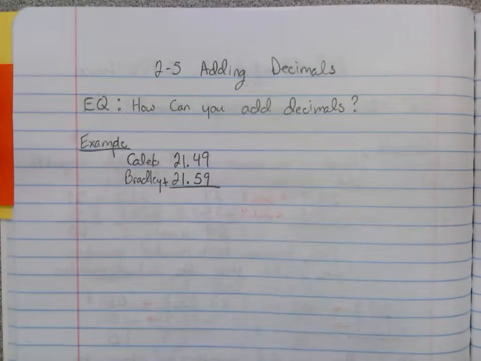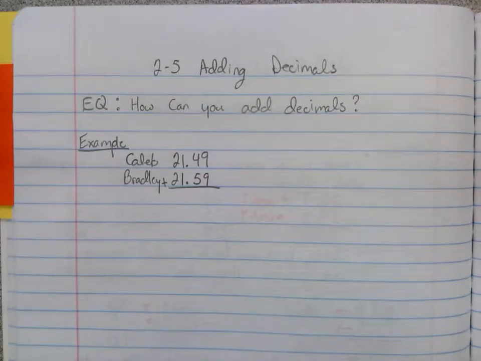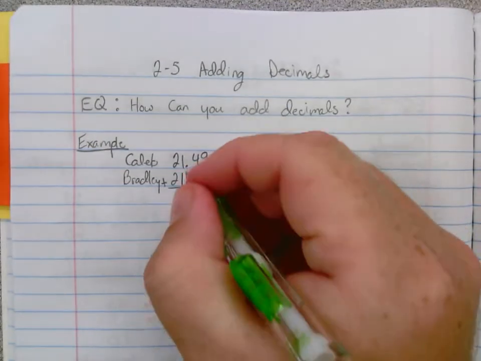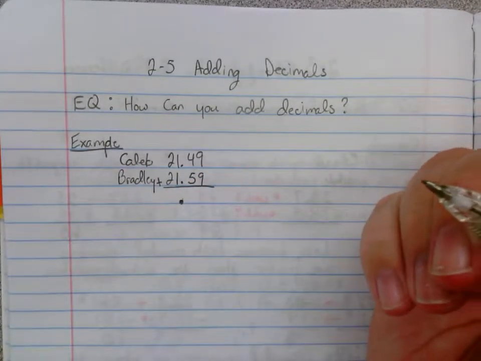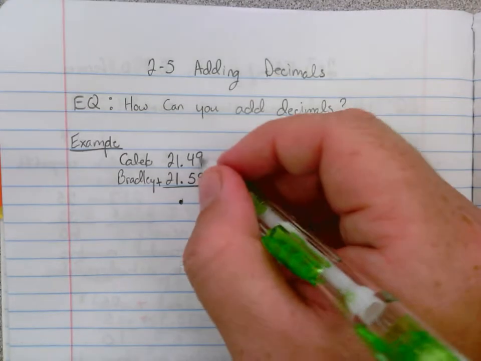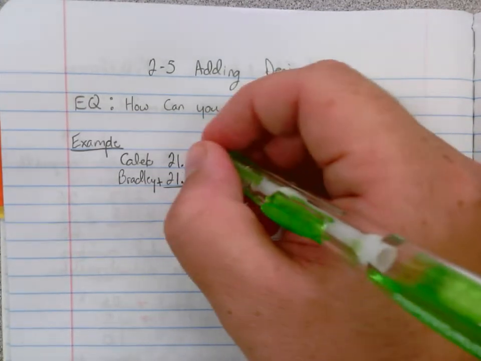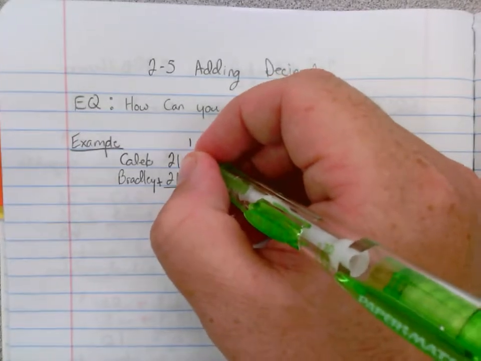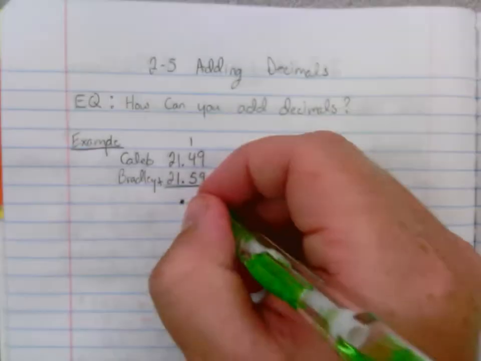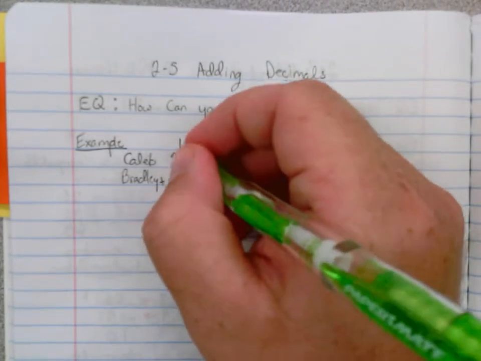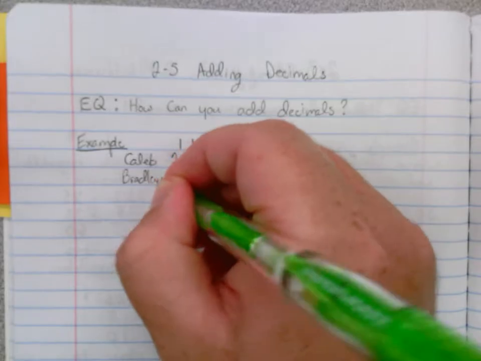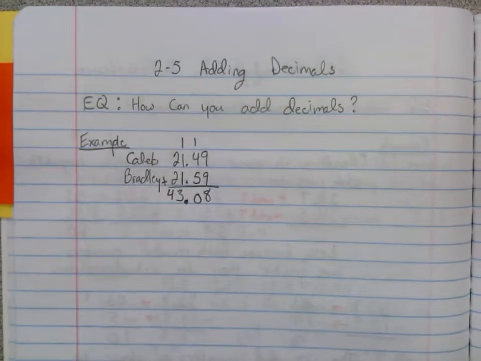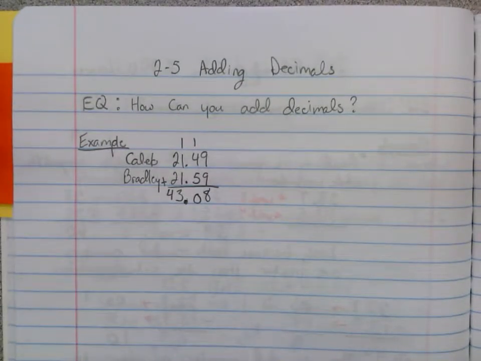The way we add decimals is the same way we added whole numbers. The only thing we need to do is make sure we have our place values lined up, and bring down our decimal point. Then I'm just going to add it like I would add a whole number. 9 plus 9 is 18. Carry the 1. 1 plus 4 is 5, plus 5 is 10. Carry the 1. 1 plus 1 plus 1 is 3. And then 2 plus 2 is 4. So my final answer would be 43 and 8 hundredths.